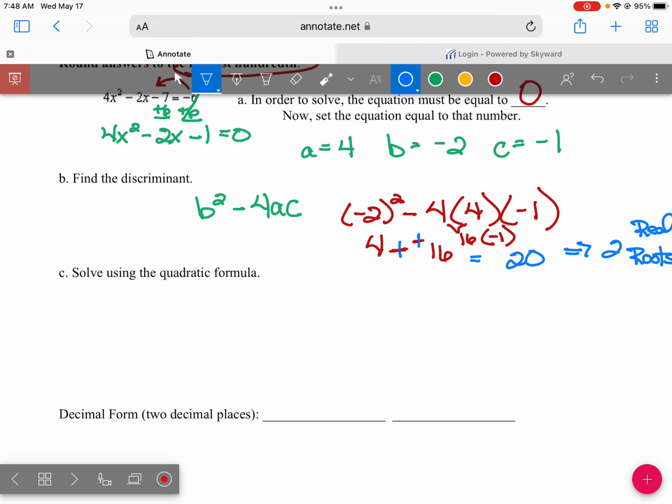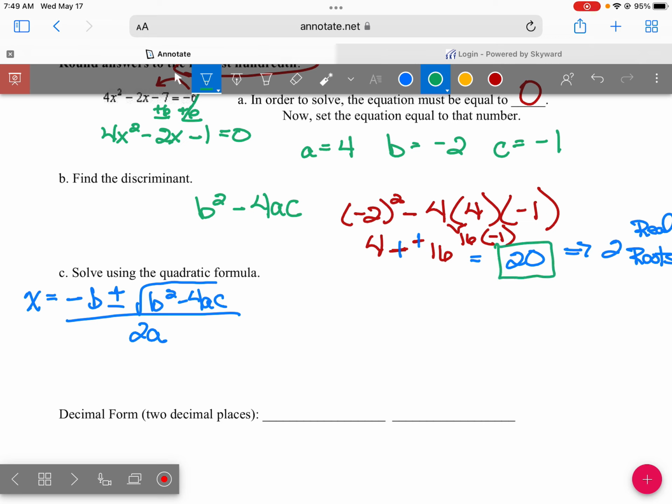So the quadratic formula is x is equal to the opposite of b plus or minus the square root of b squared minus 4ac all divided by 2a. Now, we are in luck because we already found the discriminant right here. So we're going to be able to substitute that in here very nicely. All right, so my b is negative 2. I need the opposite of negative 2, which is going to be a positive 2.